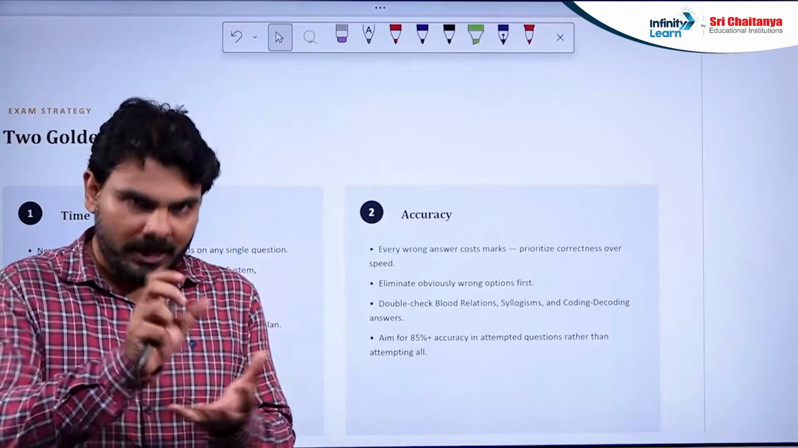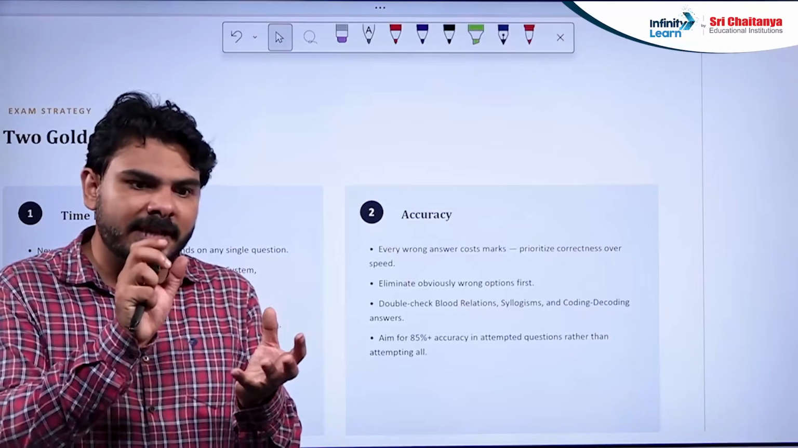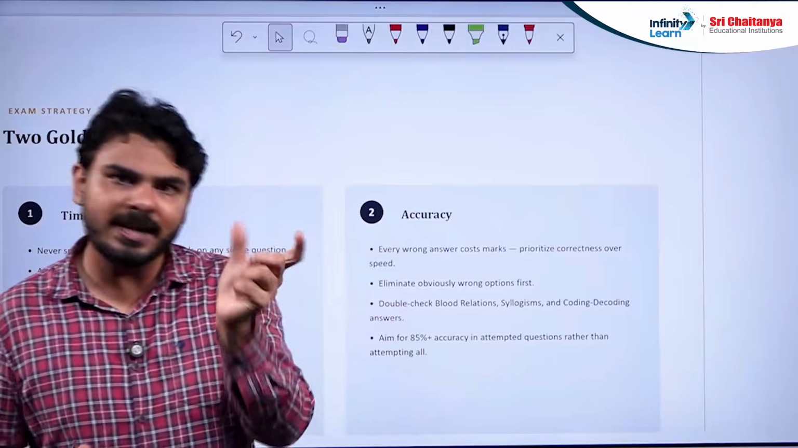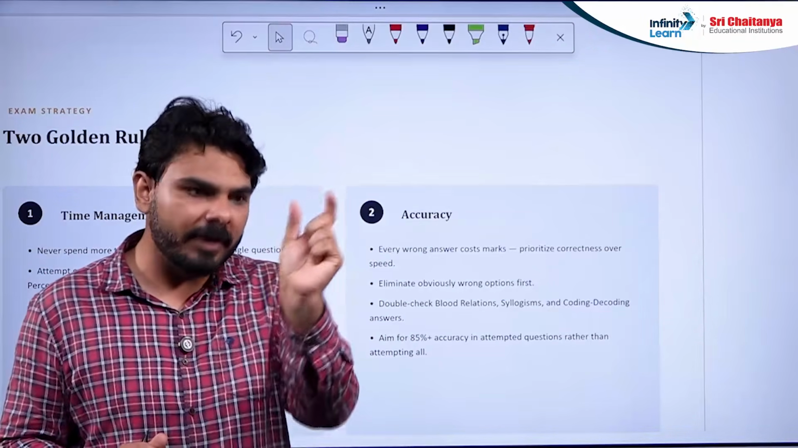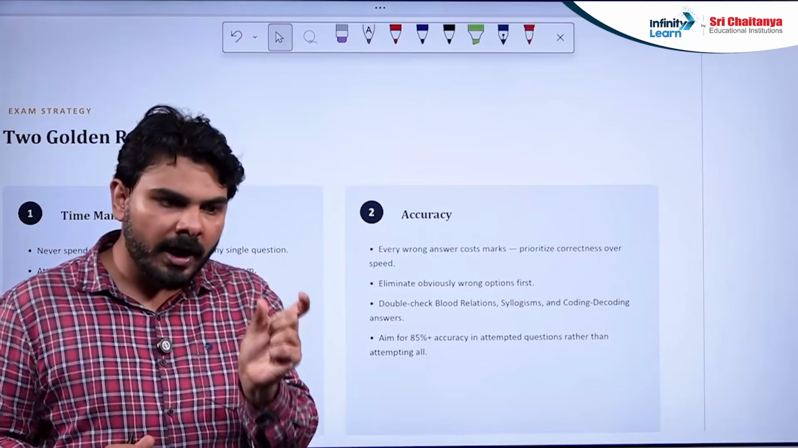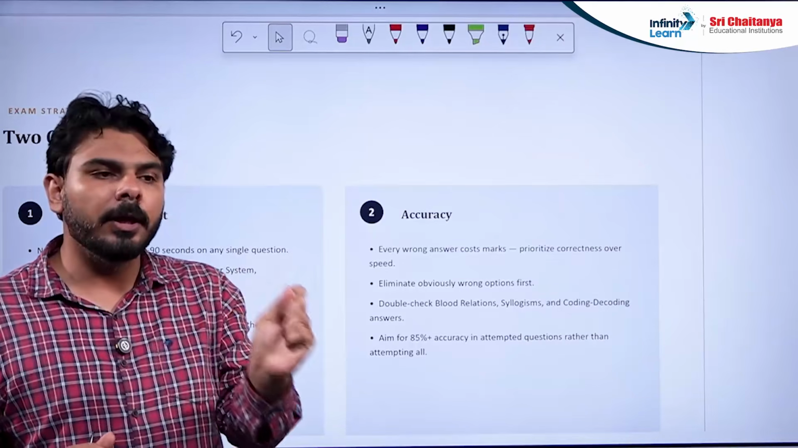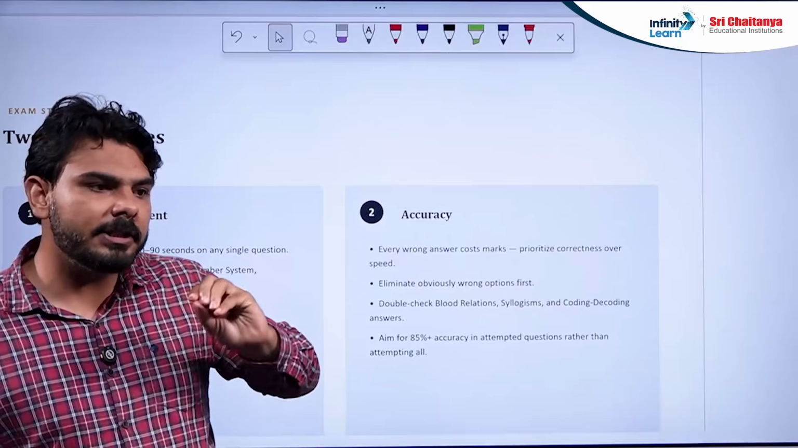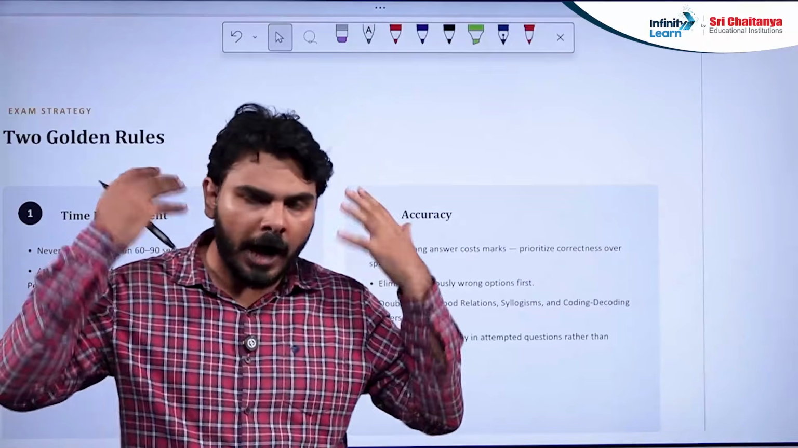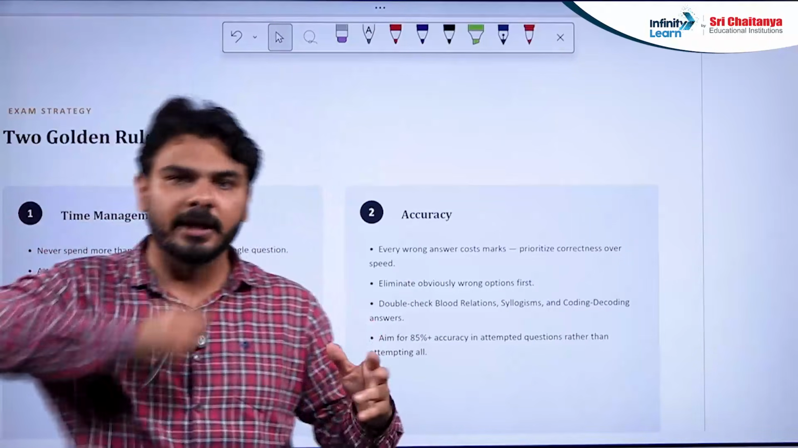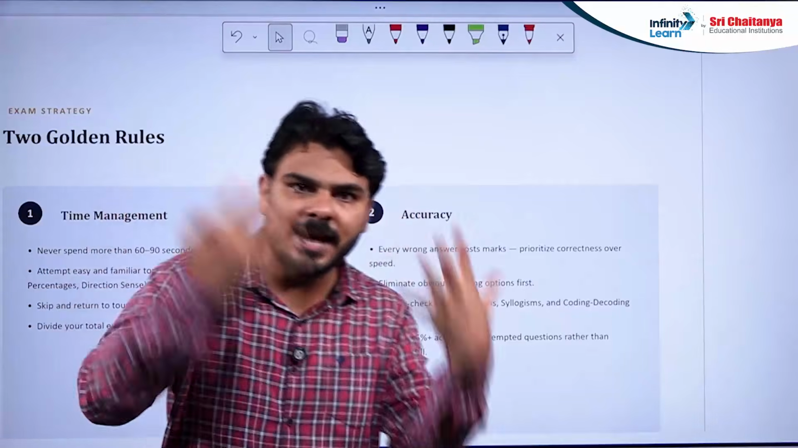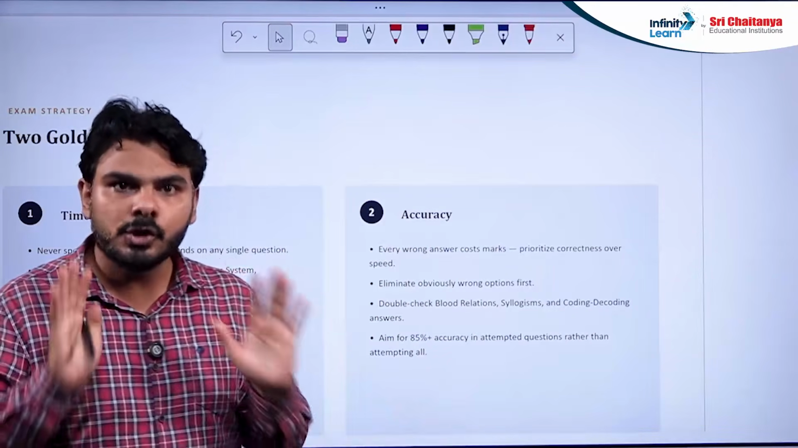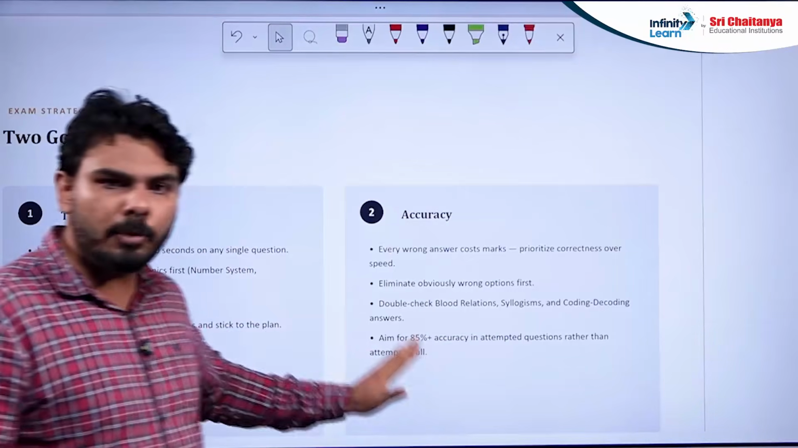you attempt the wrong option. Suppose the answer you are getting is cousin brother. In the options you have cousin, you have brother, and you also have none of these. Most students, in a hurried way, will just attempt cousin or brother. They will not see that their answer is specifically cousin brother, and they will skip the none of these option. This was about blood relations.